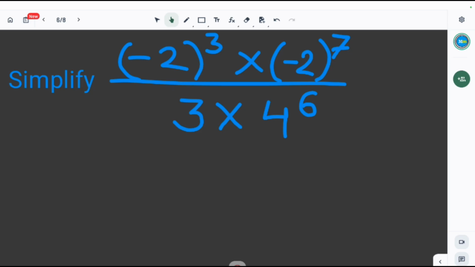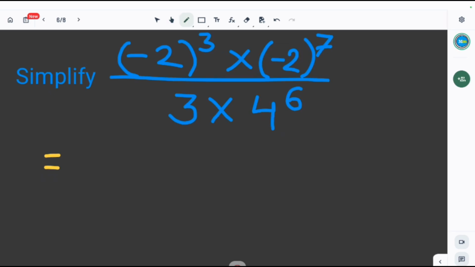So today's question is: simplify (-2)^3 × (-2)^7 divided by 3 × 4^6. So let it equal to, so there is a formula that is a^m × a^n equals a^(m+n).